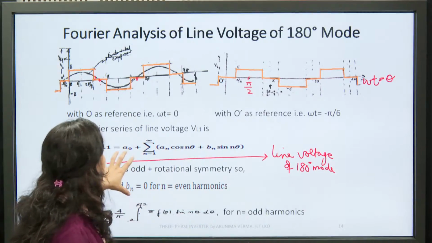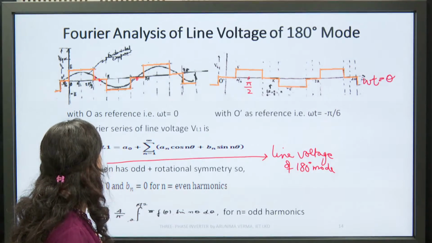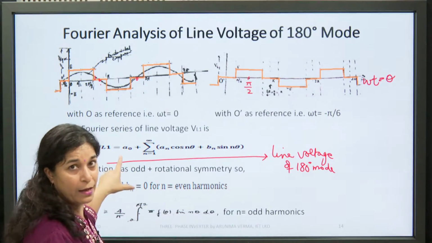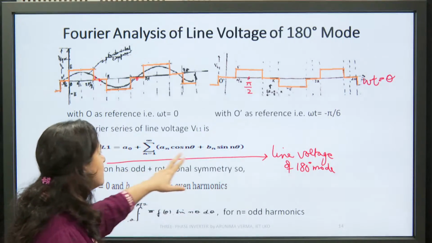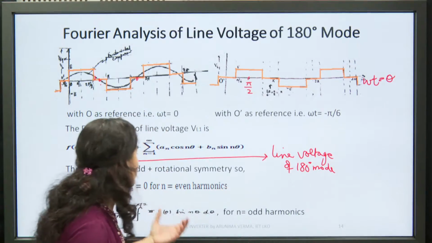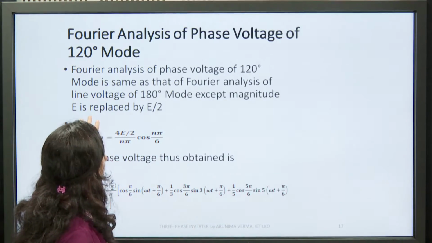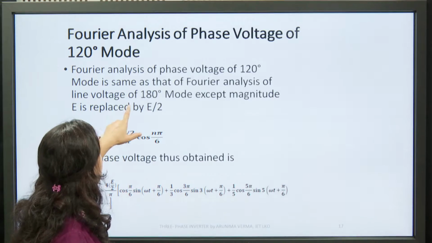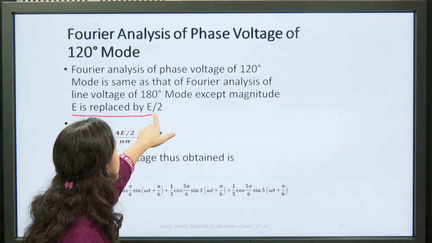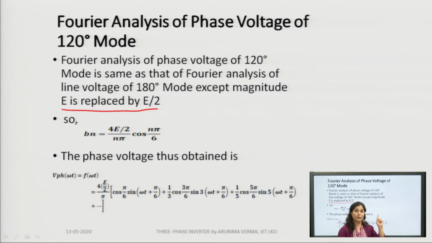You can see over here for phase voltage of 120° mode also the same pattern will be followed to find out the phase voltage, and instead of line voltage, here it will be phase voltage. The series are the same, and since it has got odd plus rotational symmetry, you have to just calculate Bn only for odd harmonics. After calculating Bn, what you have to keep in mind is, in 120° mode of operation, the phase voltage magnitude is E by 2, calculated by applying KVL in the circuit diagram. So, we got this as E by 2, right.